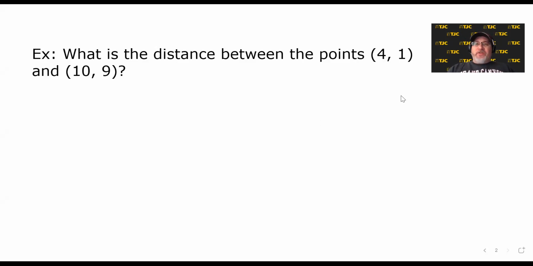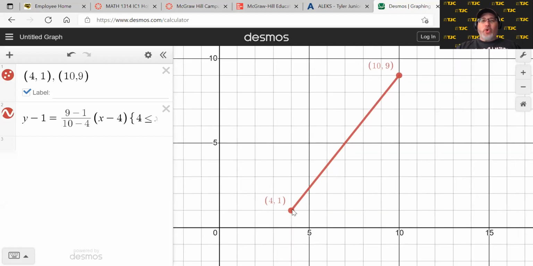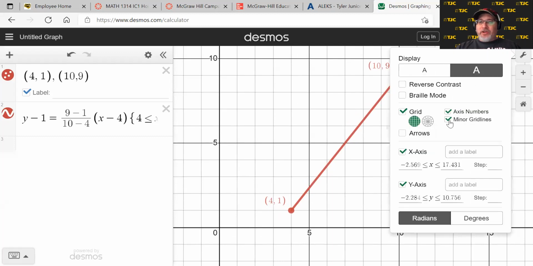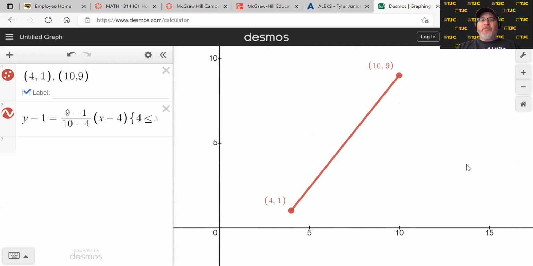I could draw a picture of this, and I will in a moment, but I want to get an accurate representation. So I'm going to go to a website called desmos.com, D-E-S-M-O-S.com, and use the free online graphing calculator there to illustrate the problem drawn accurately. You'll notice that I have a picture of the point (4, 1) on a coordinate plane and the point (10, 9). Let's get rid of some of these extra grid lines, shall we? Let's see. There we go.